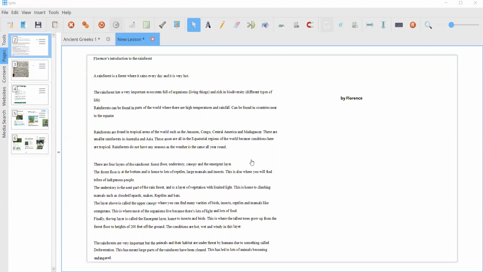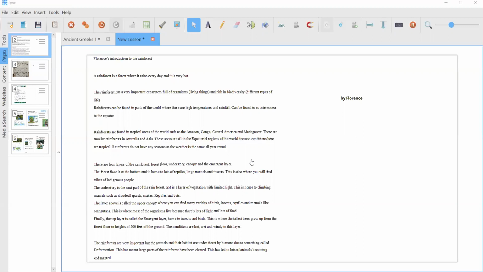Very good. Indigenous people. Excellent use of technical language as well, Florence. Indigenous people. Brilliant. So you're talking about reptiles and bats in the understory, which I didn't mention bats, did I? So that's another excellent piece of research you've done. The upper canopy, birds, insects, reptiles, and orangutans, good. And then the top layer is the emergent layer, 200 feet off the ground, which is incredible height.